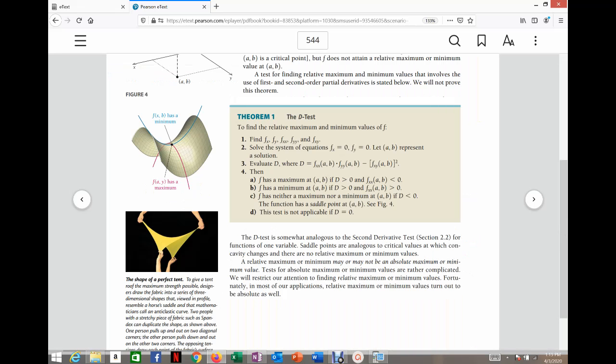In the x direction, it's concave up. In the y direction, it's concave down. They're different, and so it's neither a max or min, it's just a stopping point. And so there's a critical value, but it's called a saddle point. So again, that's the shape that comes out. They give you a demonstration here with a blanket. It's kind of cool if you look at that. And that's in your book on page 544, explaining how the saddle point looks.